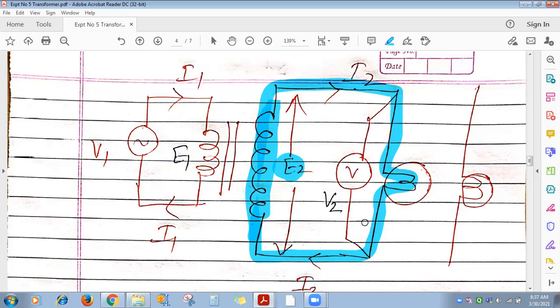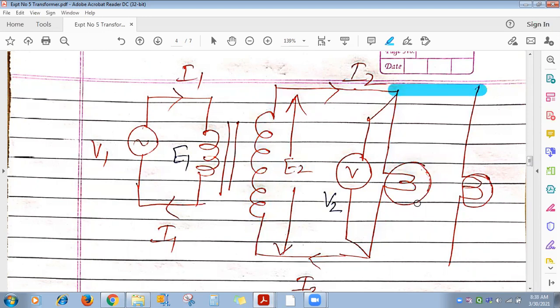Yes, ma'am. Current will flow. So as current starts flowing, this lamp will glow. What does it mean? Electricity gets transferred from primary to secondary by the transformer, and it works on Faraday's law of electromagnetic induction. Okay. Now what will happen?